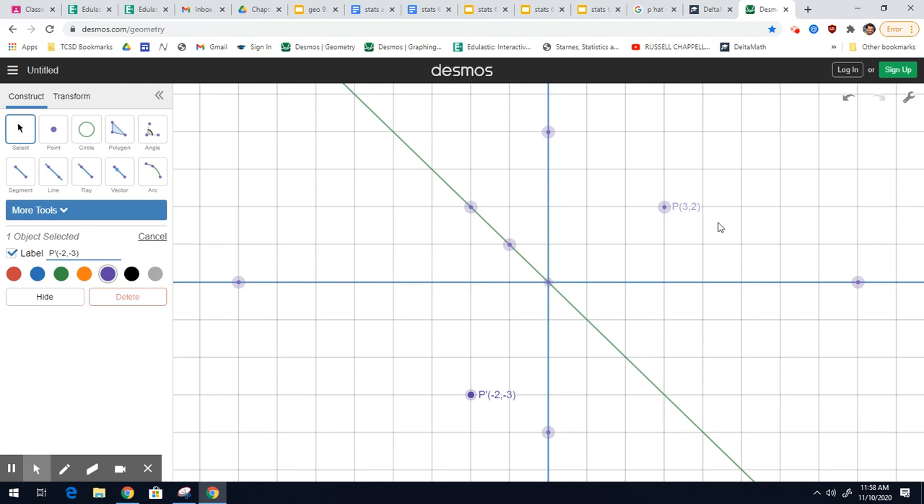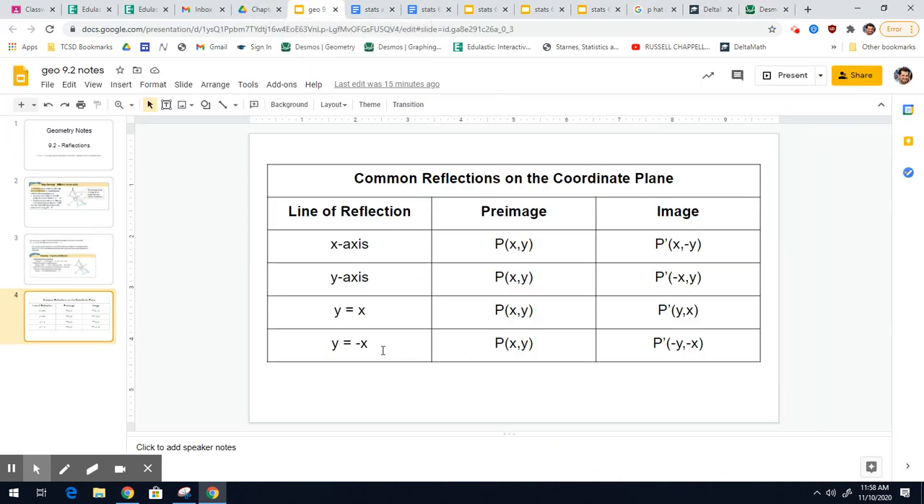So notice your x and y still switched position, right? But now they both turned opposite. And that's exactly what our notes say. When you graph across the line y equals negative x, the x and y switch places and they both become opposite. And that's what this says. Y equals the opposite of x. So they switch and they become opposite.